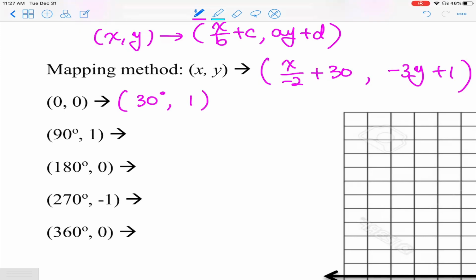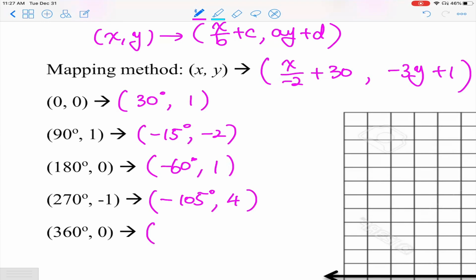And then 1. The next one, 90 degrees, comma 1, is -15 degrees, comma -2. The 180 degrees, comma 0 is -60 degrees, comma 1. Then one after that is -105 degrees, comma 4. And then the last one, the 360 degrees, is -150 degrees, comma 1.